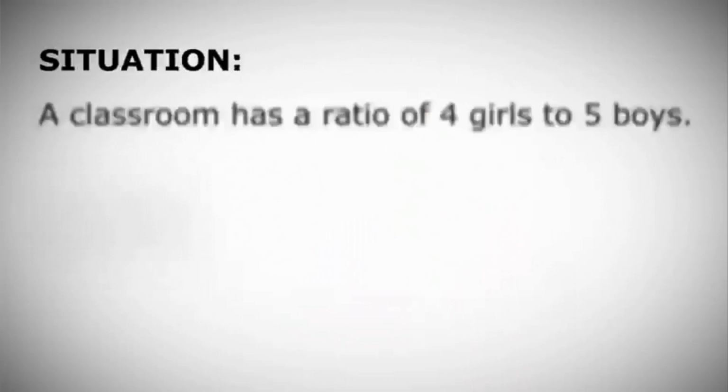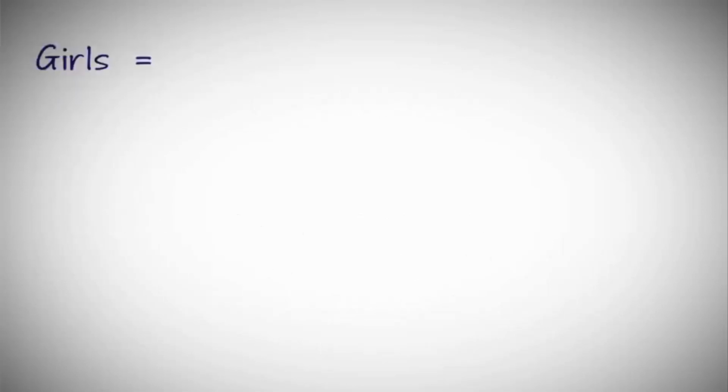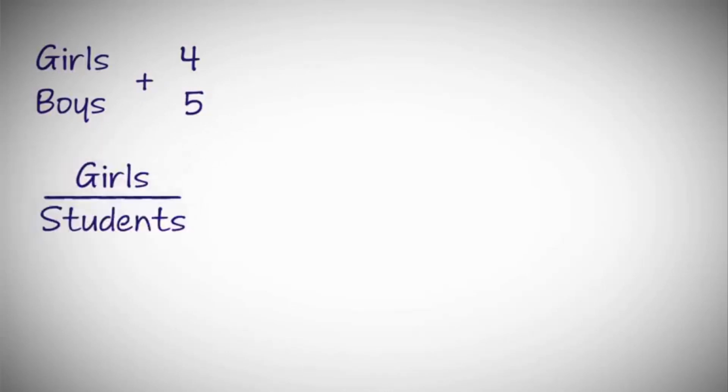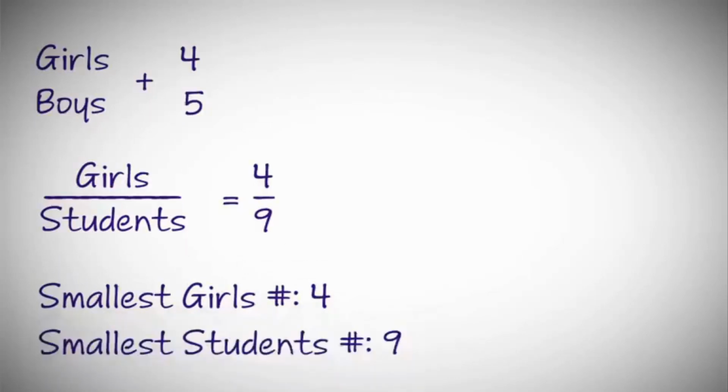Let's try an example. Here's what we have. A classroom has a ratio of 4 girls to 5 boys. If we want to determine the ratio of girls to students, we need to re-express the above ratio. The minimum number of girls is going to be 4. We determine the minimum number of total students by adding 4 to 5. 4 girls plus 5 boys. So our ratio of girls to students is going to be 4 over 9. What this tells us is that the smallest number of girls is going to be 4, and the smallest number of total students is going to be 9.